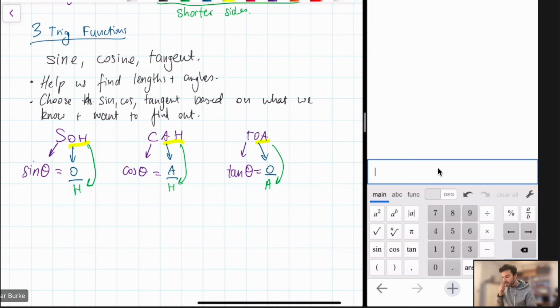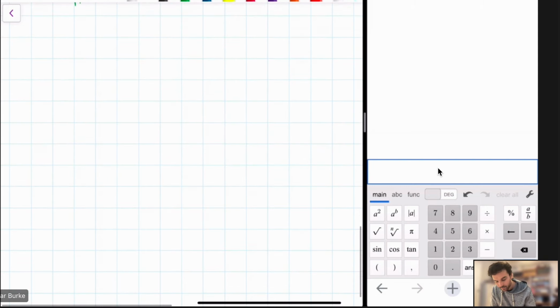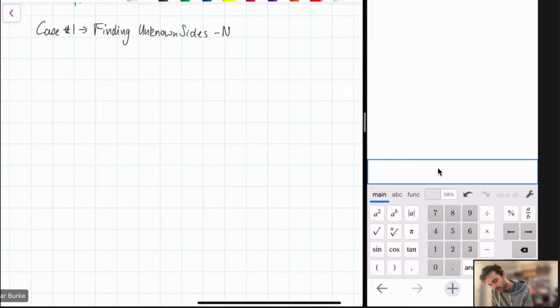So with that in mind, we're going to solve some triangles. You ready? Let's go. So this one here is case number 1. Finding unknown sides when they are a numerator.